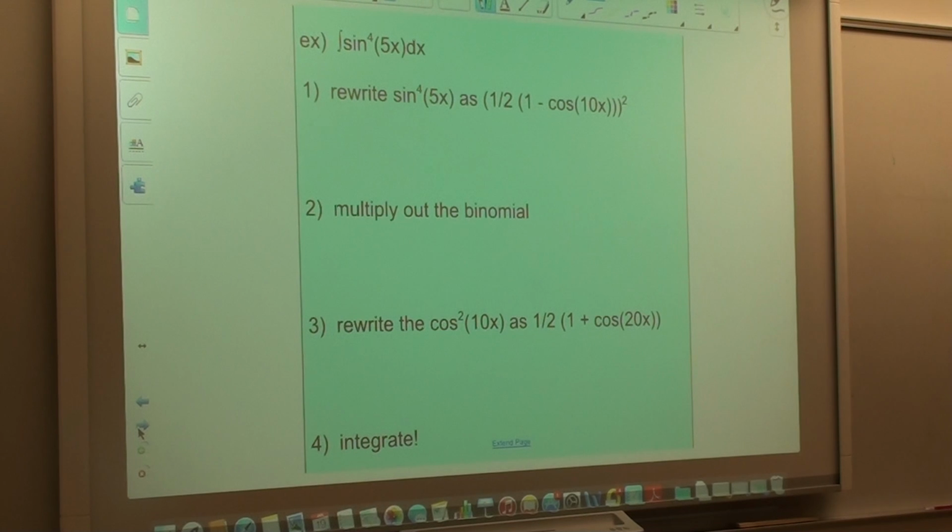Depends on what we're talking about. Multiply out the binomial. You just type it into your calculator. Yeah, remember guys that these are based on double angle identities, so you have to actually double the angle when you reduce the power.